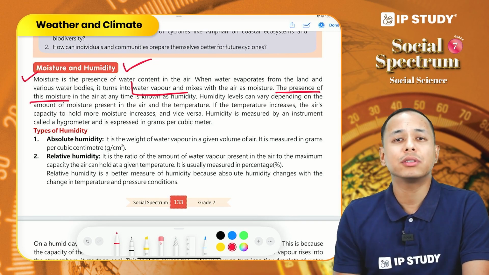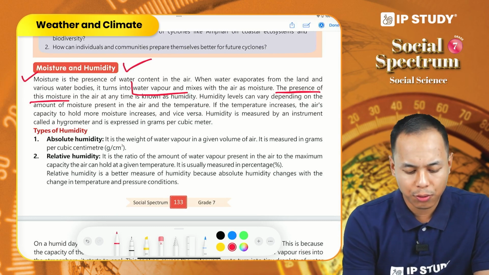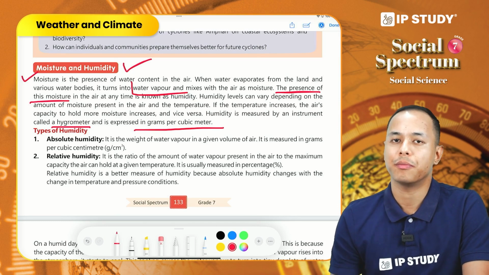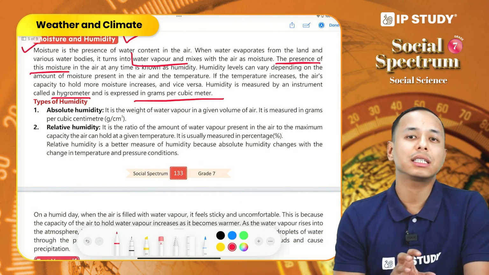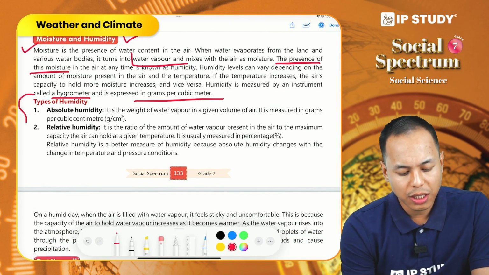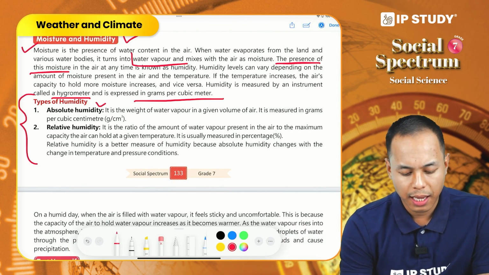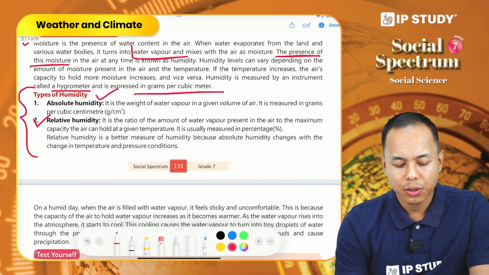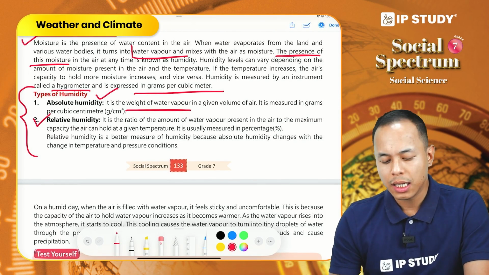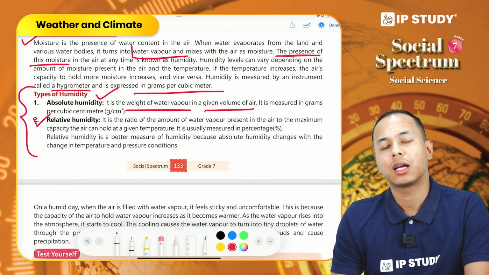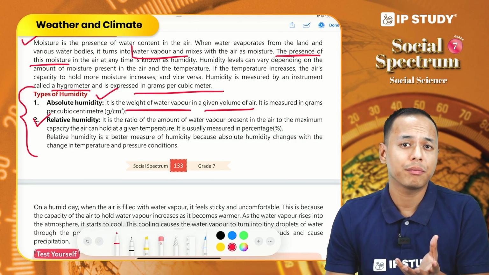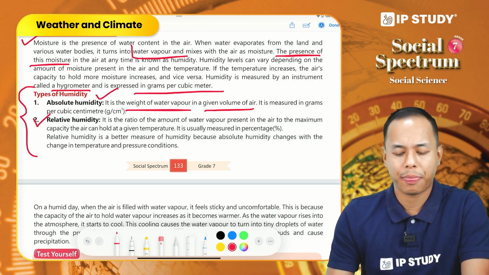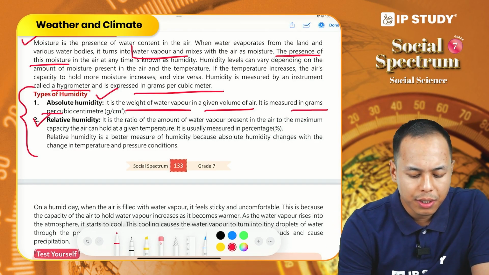The instrument that helps us to measure humidity is called a hygrometer, and it is expressed in terms of grams per cubic meter. Now let us see the types of humidity. There are 2 types of humidity: absolute humidity and relative humidity. So what is absolute humidity? It is the weight of water vapor in a given volume of air. In a particular given volume of air, the weight of the water vapor, or the water vapor content, is called the absolute humidity. It is measured in terms of grams per cubic centimeter.